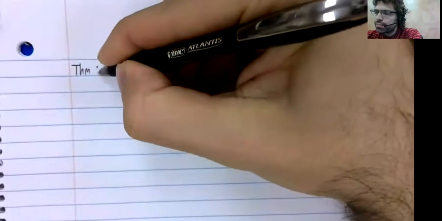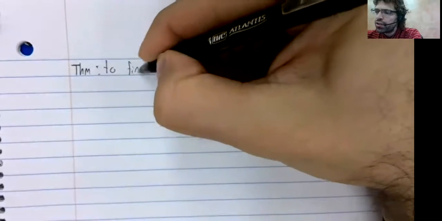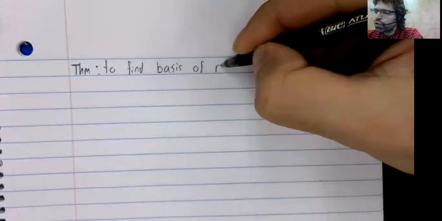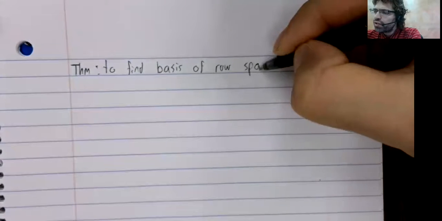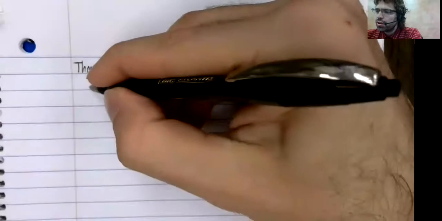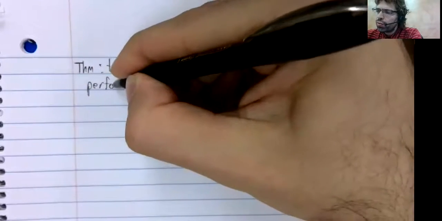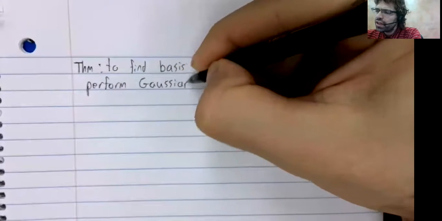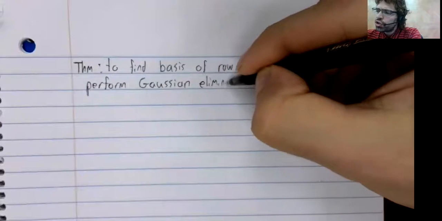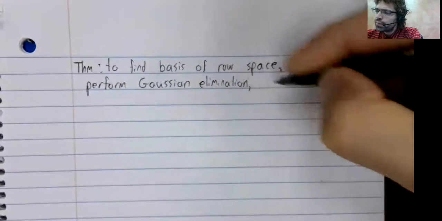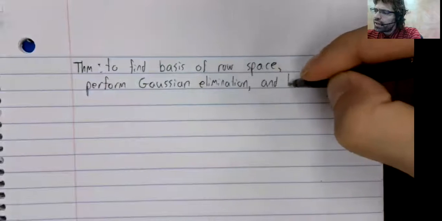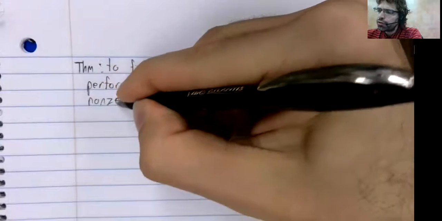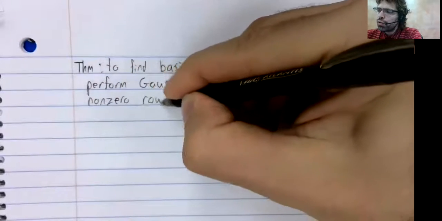Theorem. To find a basis of a row space, perform Gaussian elimination and keep the non-zero rows.